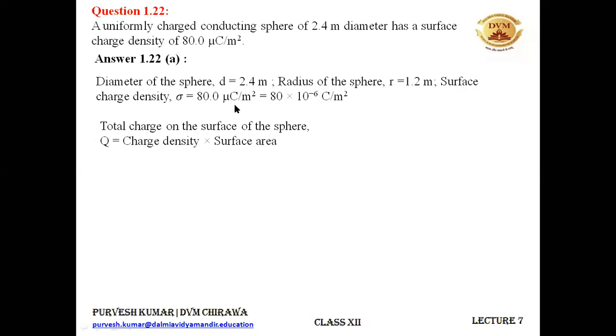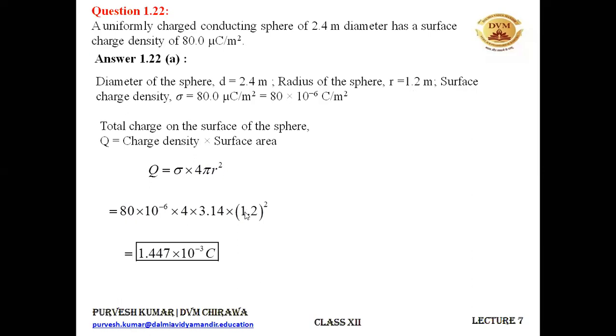And what is the surface area of a sphere? It is 4 pi r square. All right. So Q becomes sigma into 4 pi r square. Value of sigma you know, 80 into 10 to the power minus 6. Pi is 3.14, and r you know it is 1.2 meter, half of the diameter. Solving it up, in place of sigma I have written 80 into 10 to the power minus 6, as given in the question. In place of pi I have written 3.14. In place of r I have written 1.2 square. So it becomes 1.447 into 10 to the power minus 3 coulomb.